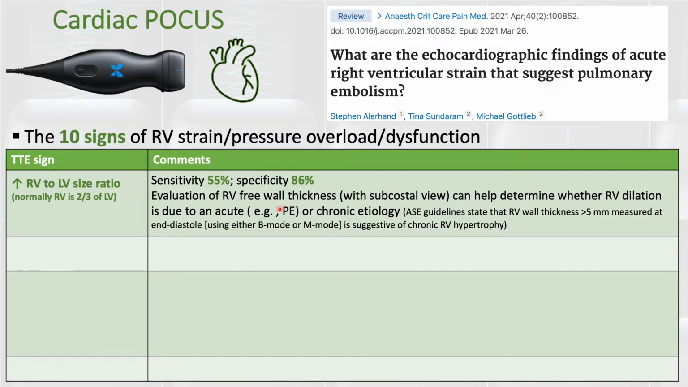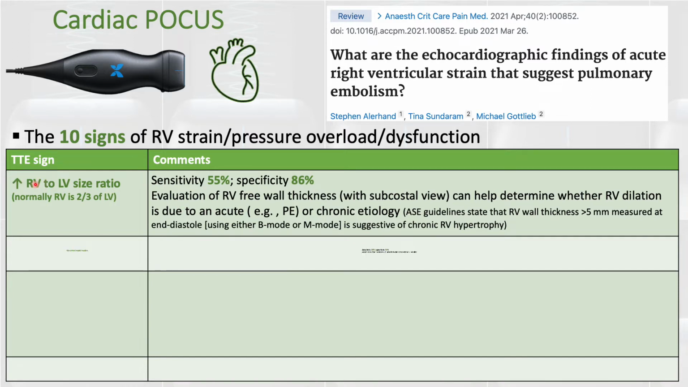Now, one thing to look at while you're doing the examination, and again I'm going to show you some videos, is to look at the right ventricular free wall thickness using the subcostal view, when you put the probe in the subcostal area. So basically, if the patient has longstanding pulmonary hypertension, you expect some hypertrophy and thickness in that wall. But with pulmonary embolism, because it's relatively acute, there is no time for the muscle to hypertrophy. So there would be a smaller thickness of the right ventricular free wall.